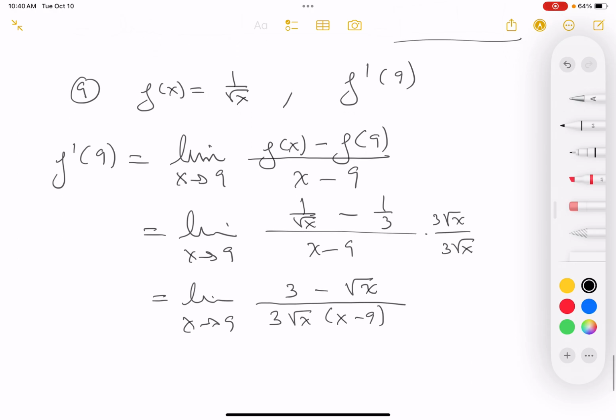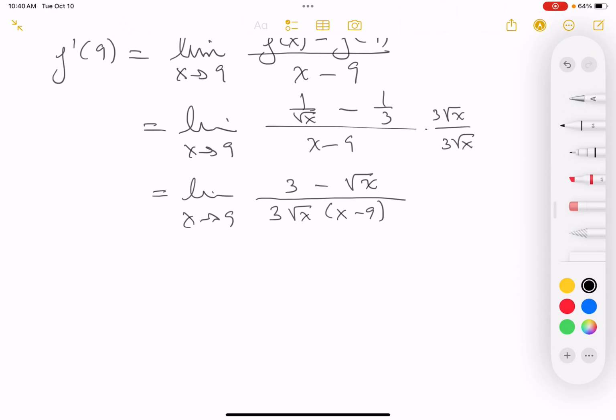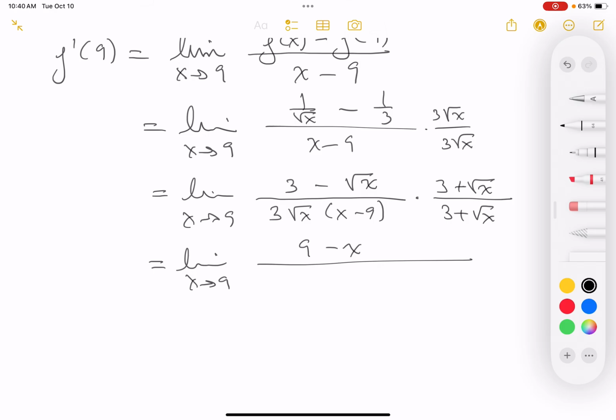All right? I'm going to keep moving because I'm looking at that and saying, what are you going to do with that? There's a couple different things you could do, but I'm going to actually multiply the top by its conjugate, which is 3 plus root x. Let's put this down. Limit x goes to 9. And what do you get there? You get 9 minus x on top. What do you get in the bottom? 3 root x, x minus 9, and 3 plus root x.